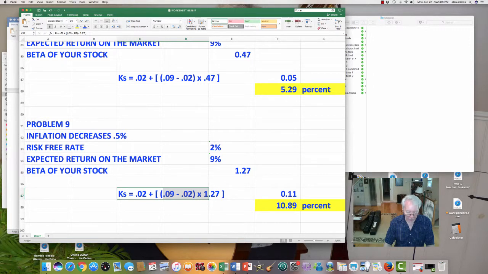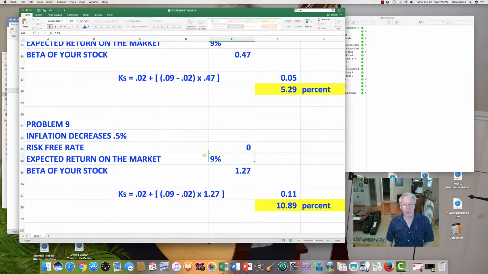We know that the risk-free rate is affected. T-bills do have inflation in them. And the market return has inflation in it as well. So both of these factors would be affected by that change. So instead of 2%, subtract 0.5%, that would be 1.5%. And 9% is not going to be 9% anymore. It's going to drop to 8.5%. So I shaved half a percent off both of those numbers.